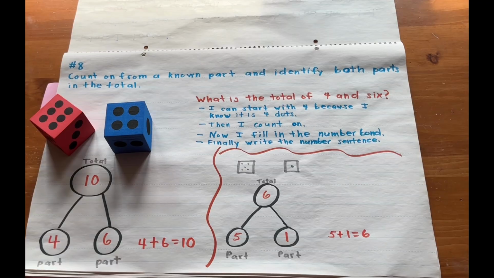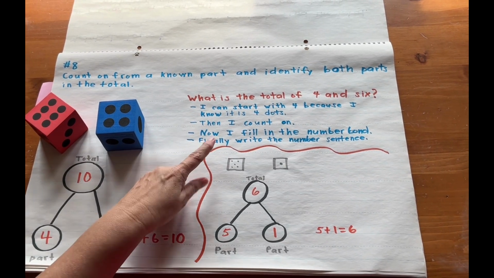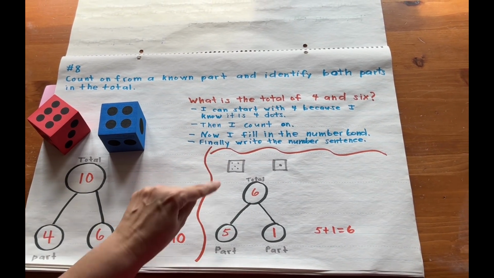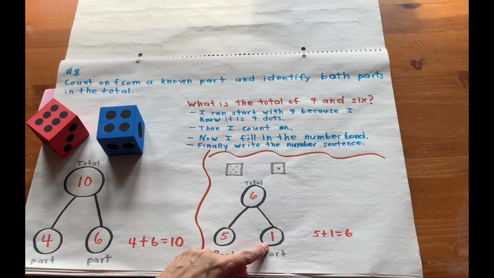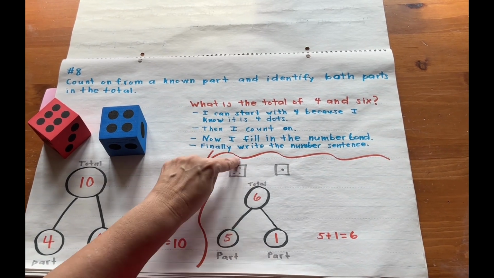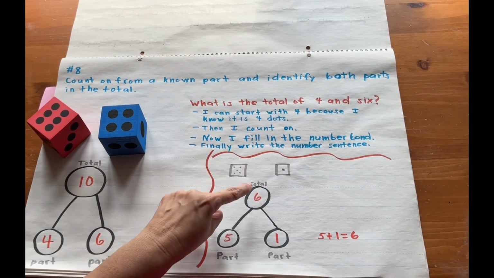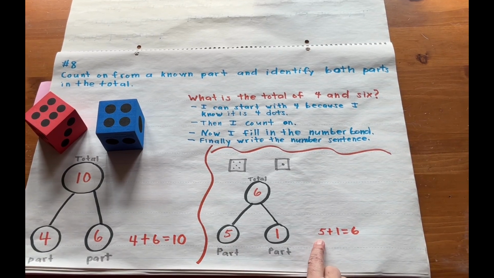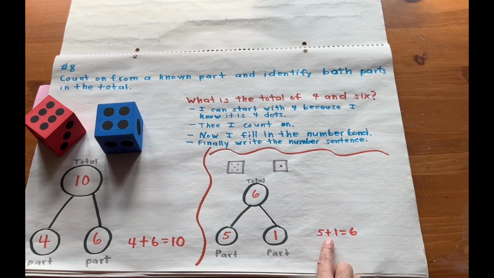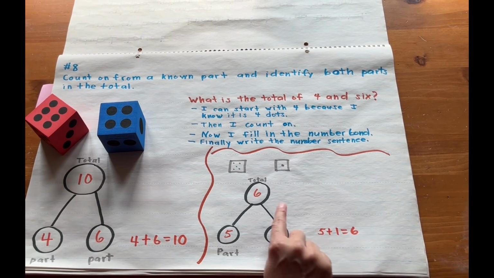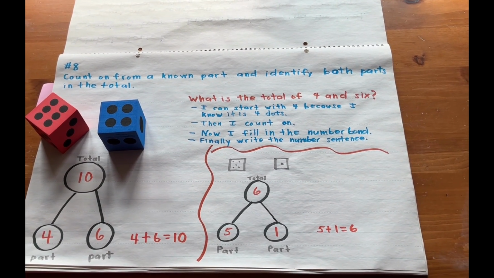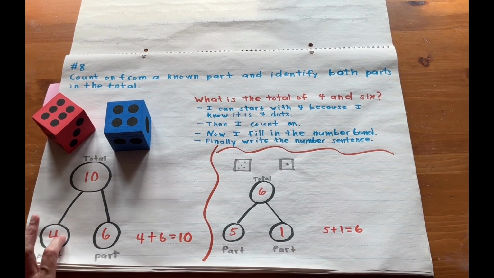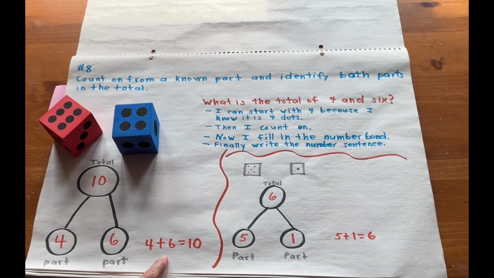Now, here's another example. Most scholars can look at this right away and know it's 5, and obviously 1. So part 5, part 1. So they think 5, 6, total 6. What is the number sentence? Again, part 5 plus part 1 equals total 6. So again, it's very important to get the scholars to identify the parts when they're writing the addition sentence.